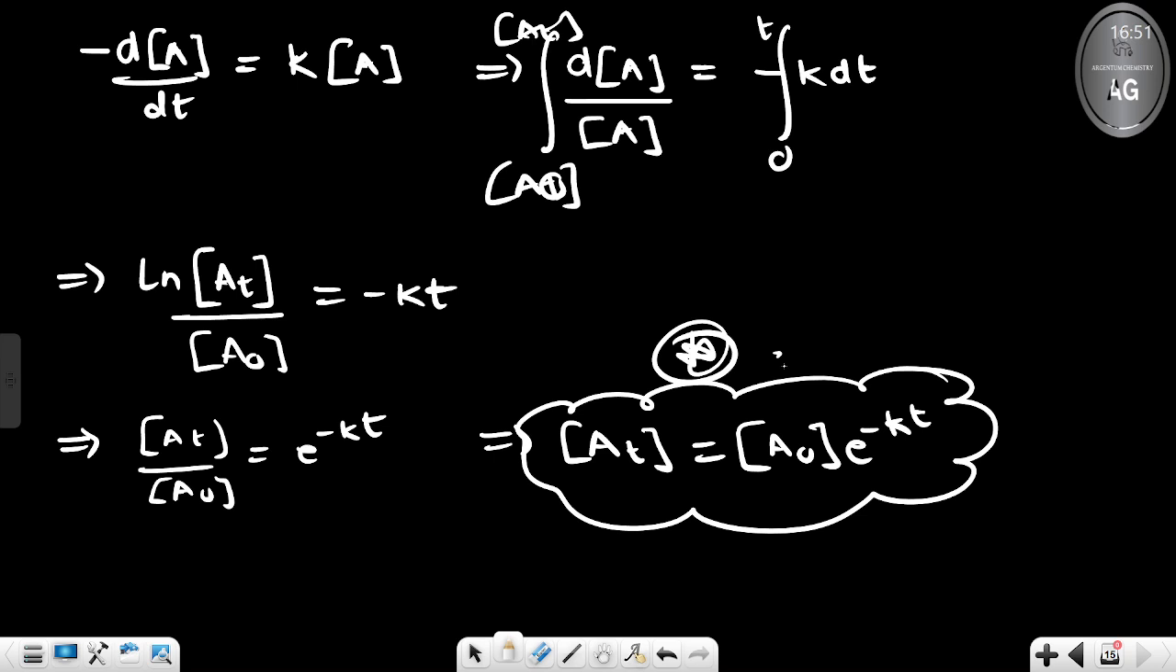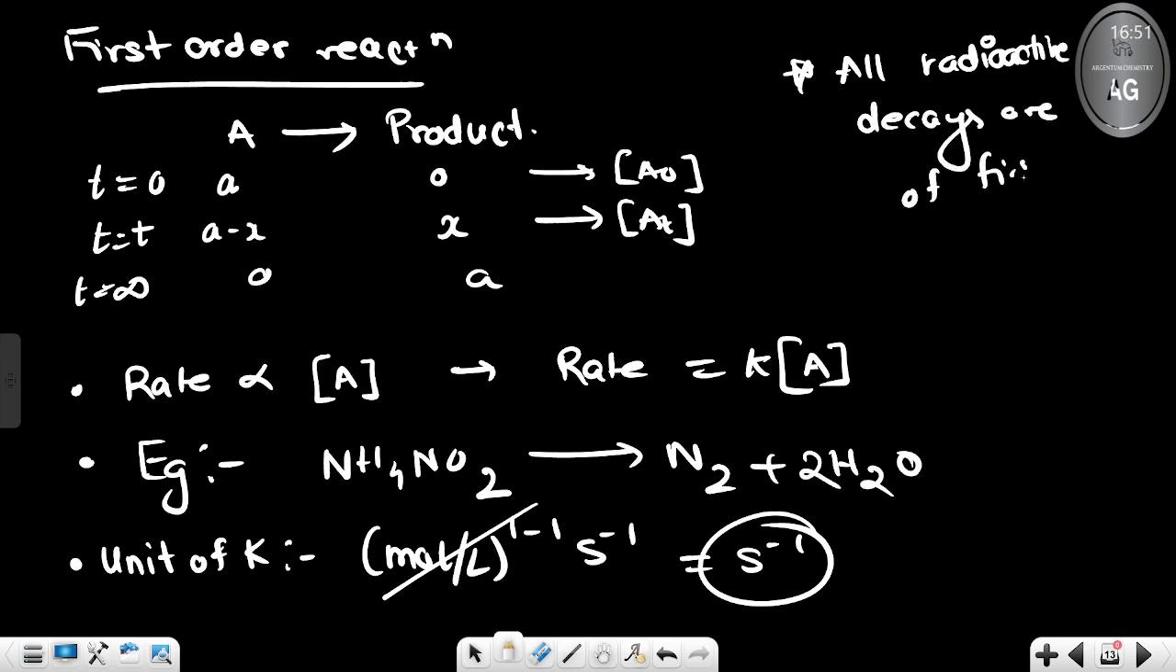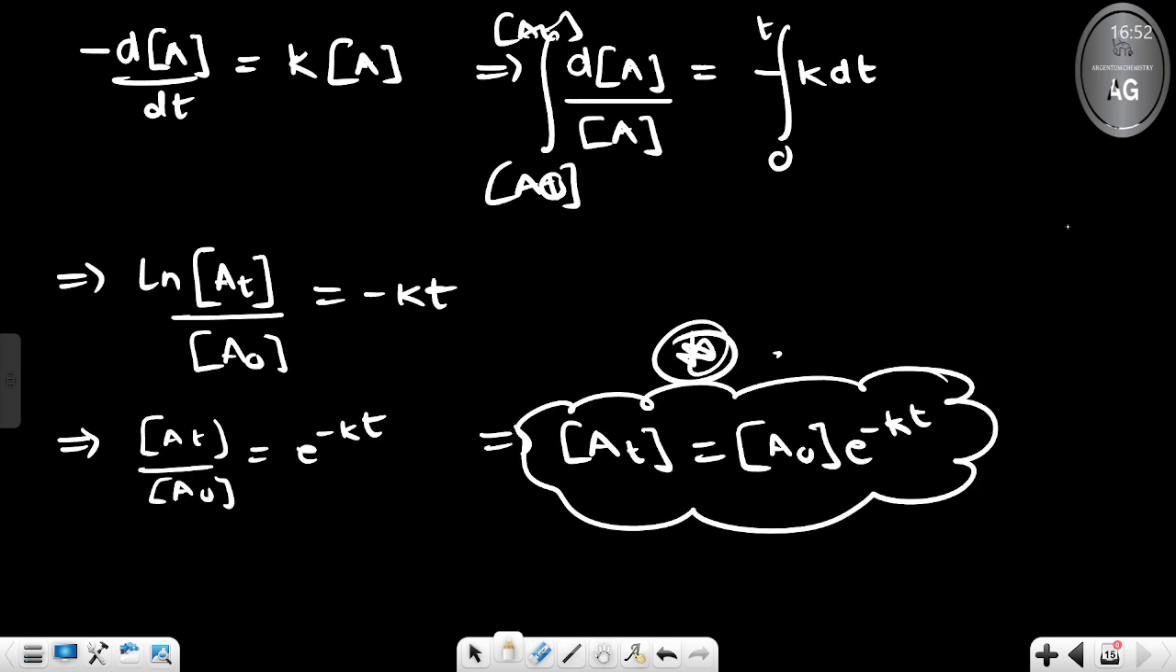Another very important thing I forgot to say, I just recalled it. Here I am writing: all radioactive decays are of first order. Clear? All radioactive decays are of first order. So at equal to a0 times e to the power minus kt.